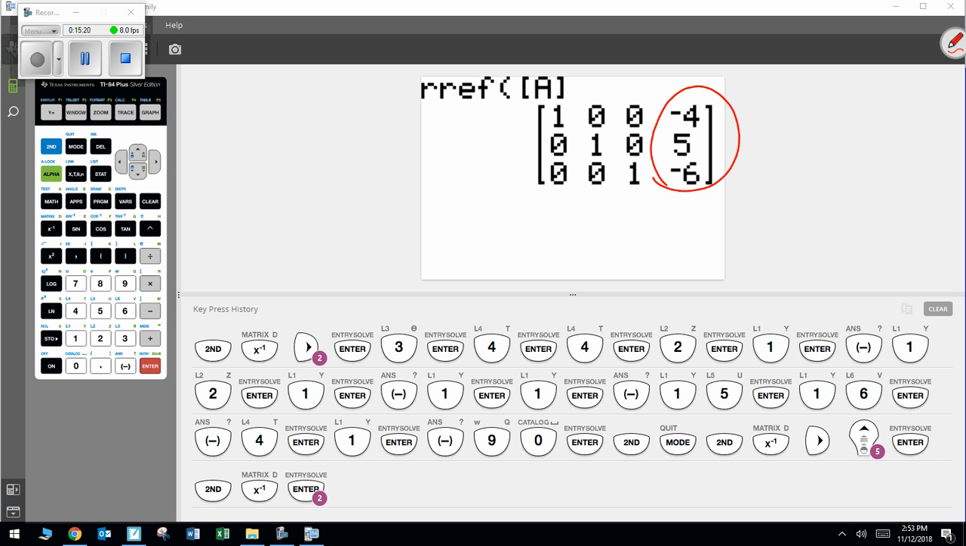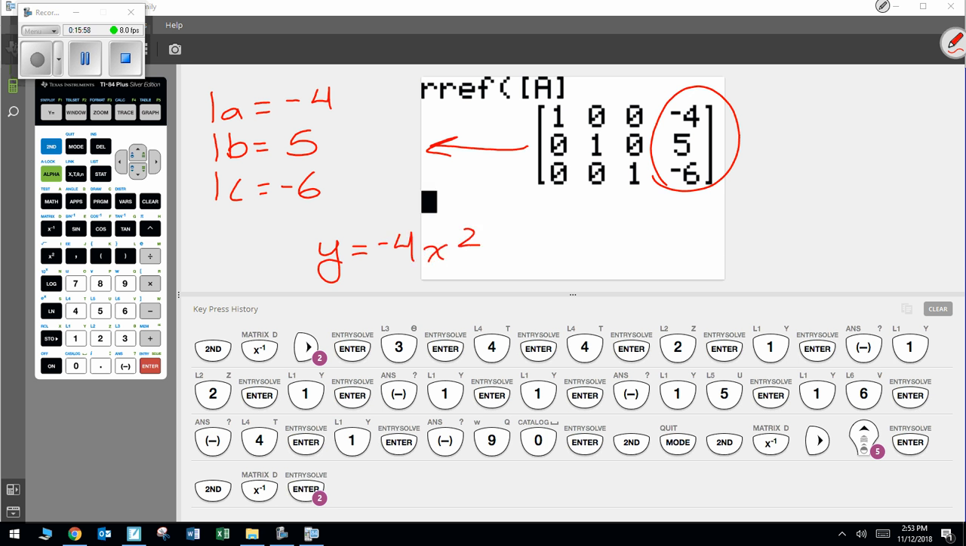And remember, these values are my answers if my rows read 1, 0, 0, 0, 1, 0, 0, 0, 1. Because as an equation, this would represent 1a plus nothing equals -4. 0a plus 1b plus 0c equals 5. 0a plus 0b plus 1c equals -6. So I know my a, my b, and my c. My final answer then becomes y equals -4x squared plus 5x minus 6.